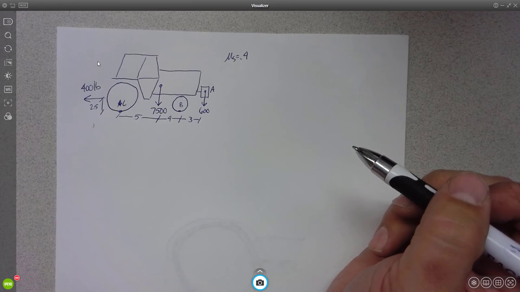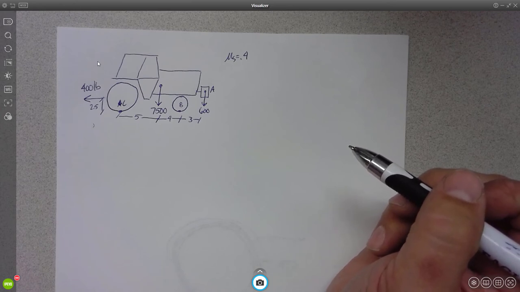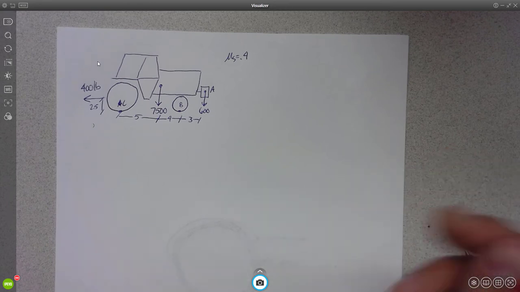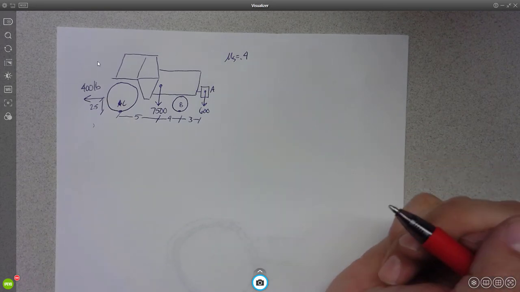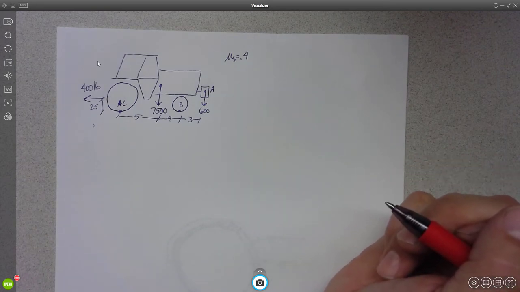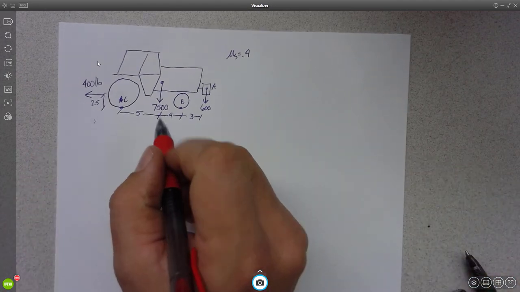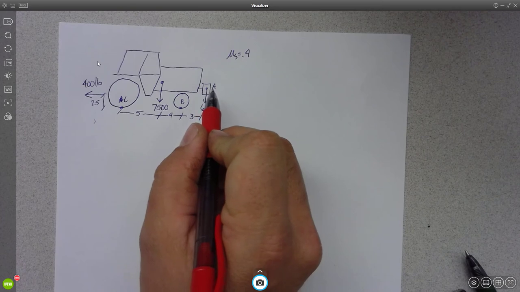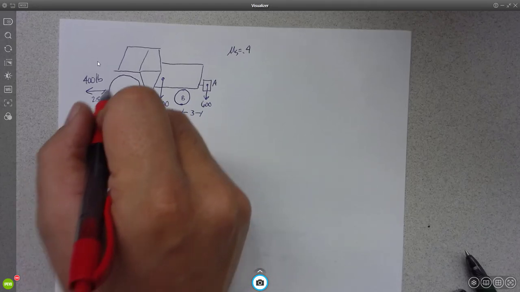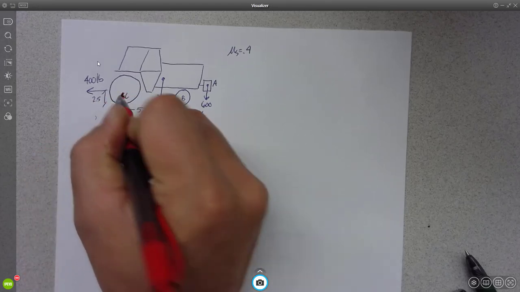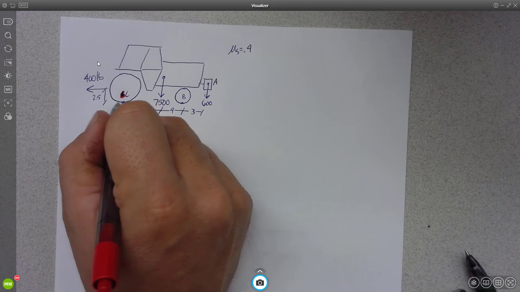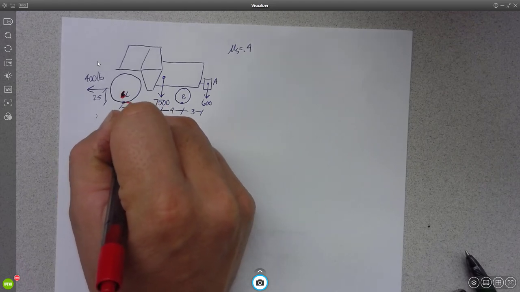All right. Everyone got a picture of the tractor? What does our free body diagram look like? What's our free body diagram going to look like? So I've drawn what we were told. What else goes on this? Okay, force of friction. Where would the force of friction be acting? On C. Okay. And would it be going to the left or to the right? It's going to be going to the right.